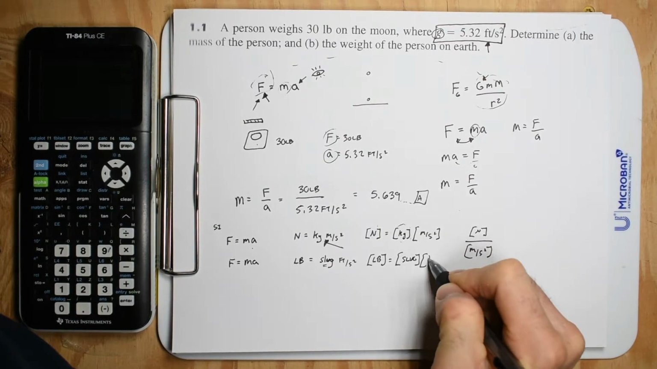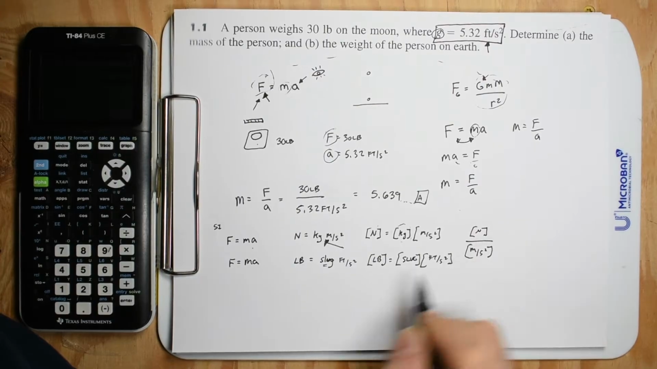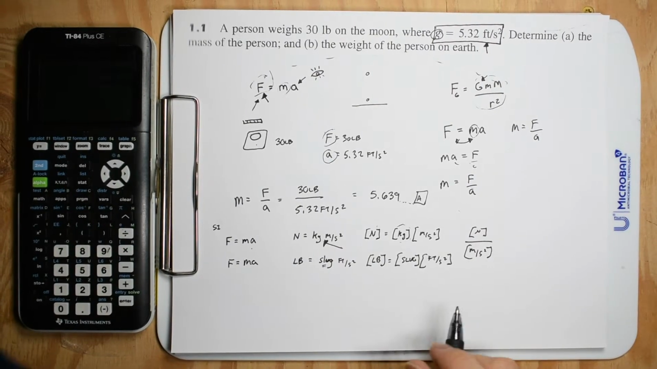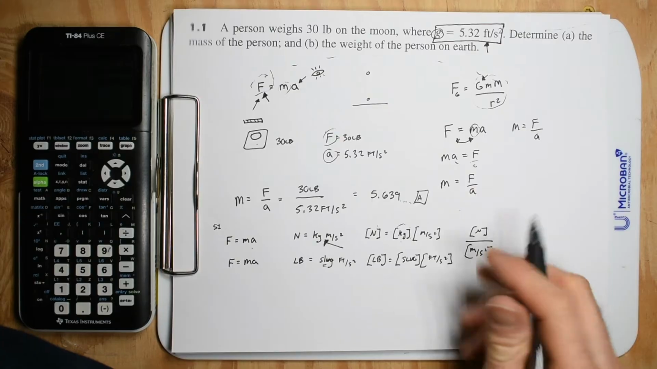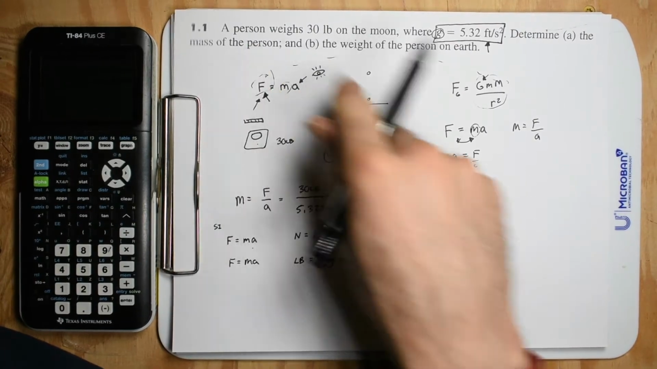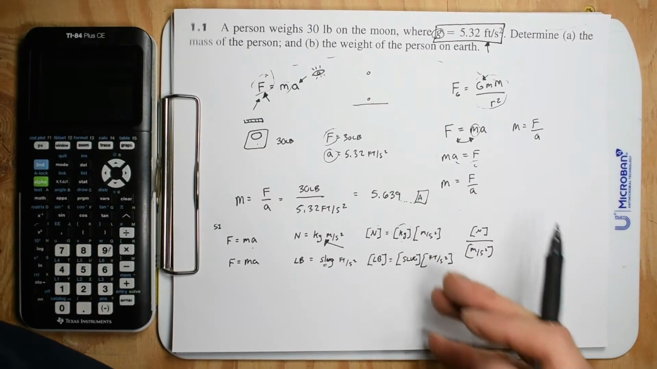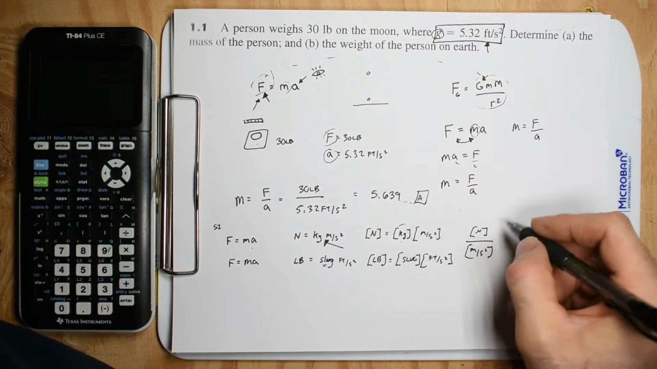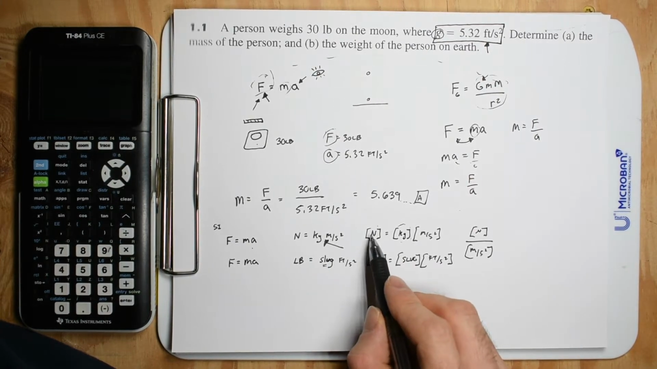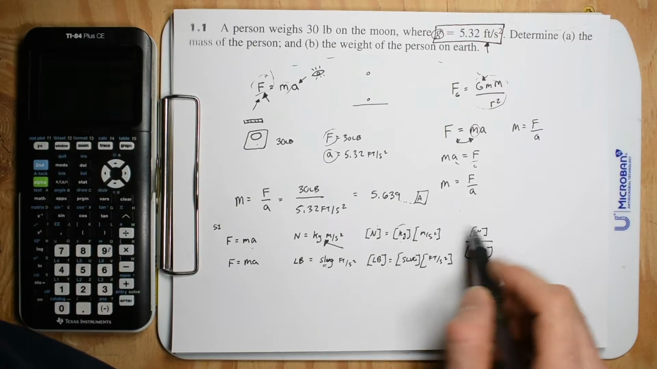So you got slugs and then feet per second squared. And we will use another sheet of paper for this, because this is really important, because there are other problems in this first chapter that will use this concept. I'm going to say it one more time: the units are the equation.